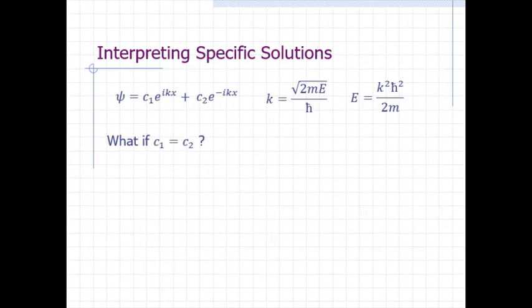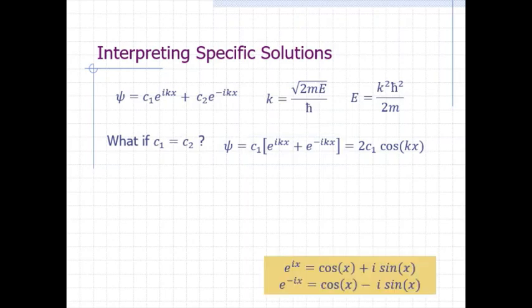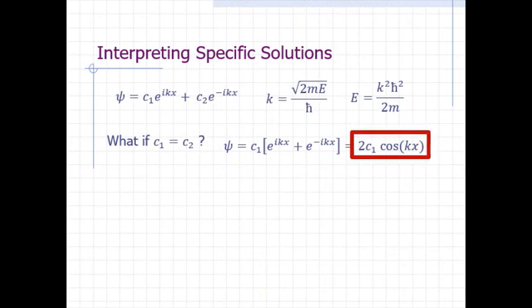Let's take a look at the case where C1 is equal to C2. In this case, we can factor out C1, and we can write psi as C1 times the sum of e to the ikx and e to the negative ikx. Recall Euler's formula: e to the ix is equal to cosine x plus i sine x, and e to the negative ix is equal to cosine x minus i sine x. It's easy to show that psi can be written as 2 times C1 times cosine of kx.